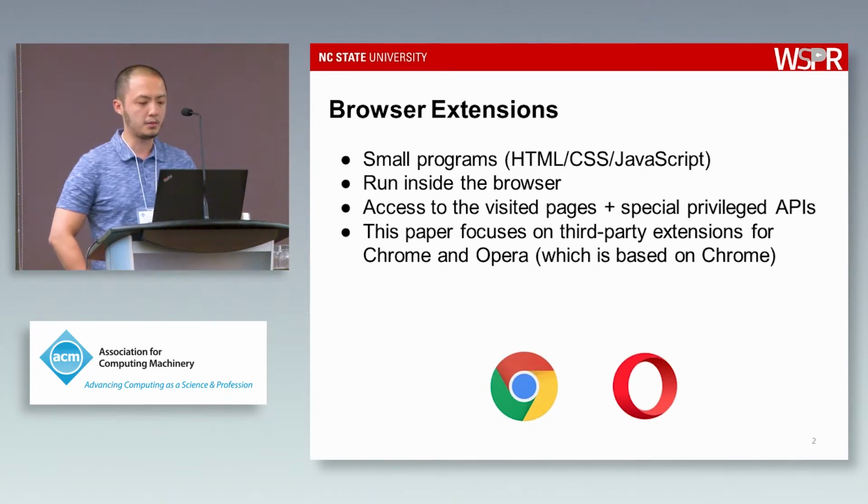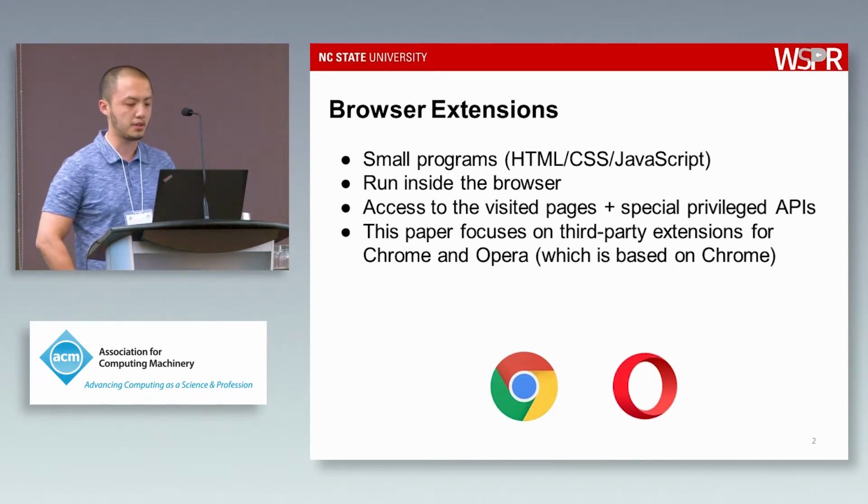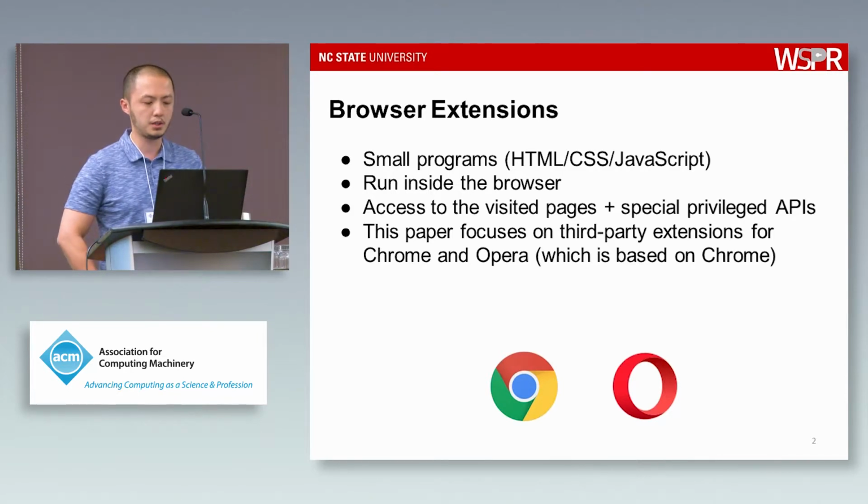In order for browser extensions to function, they need to have access to the visited pages, and also they have access to special privileged APIs. This unique ability gives browser extensions access to the privacy-sensitive data of the users. In this paper, we focus on understanding the privacy practices of third-party extensions that are publicly available for the Chrome and Opera browsers.